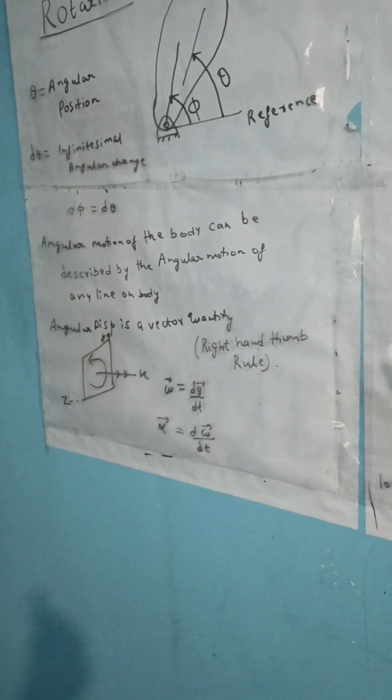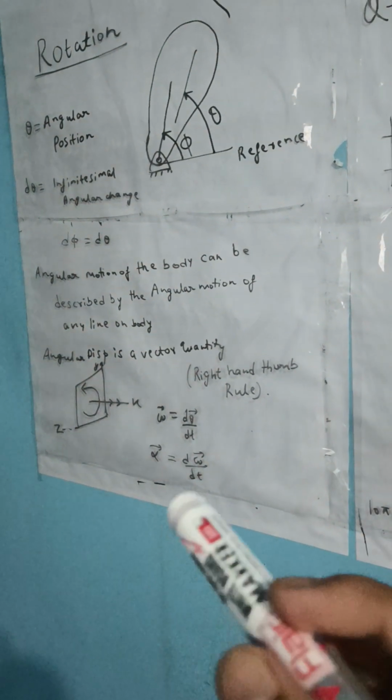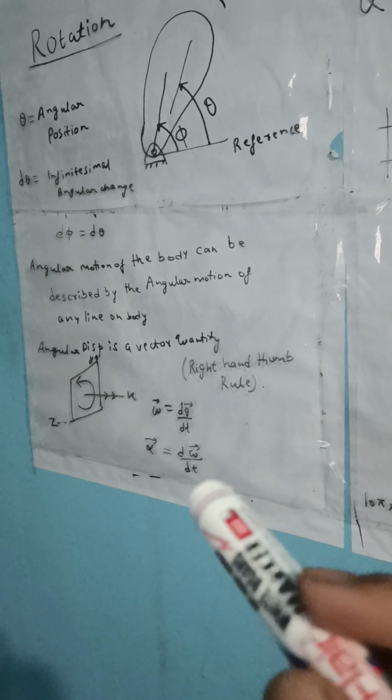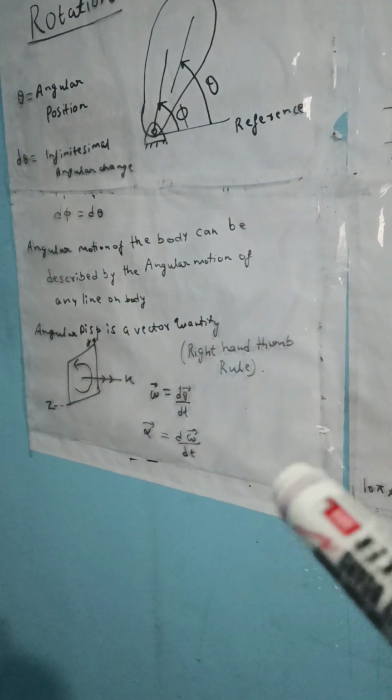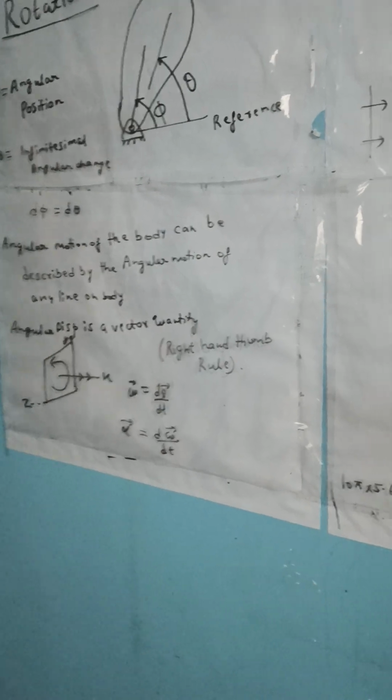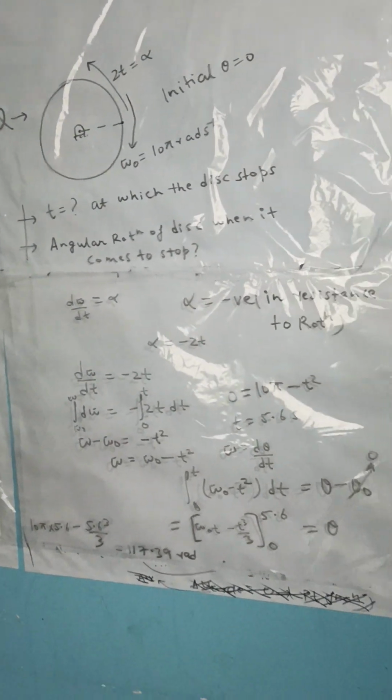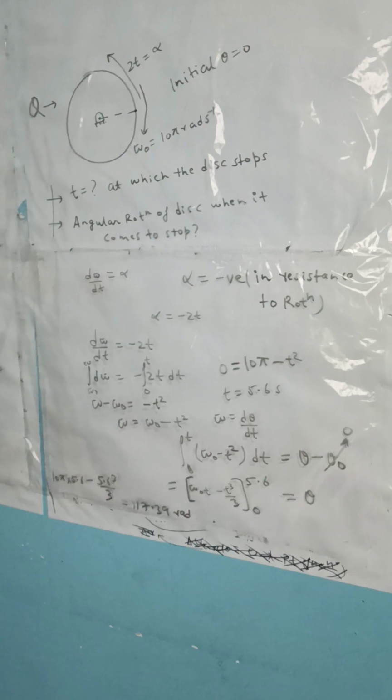Alpha is the rate of change of angular velocity, which is d omega by dt. If omega is increasing with time, alpha will be positive. If omega is decreasing, alpha will be negative. So I took one question to describe the scenario.